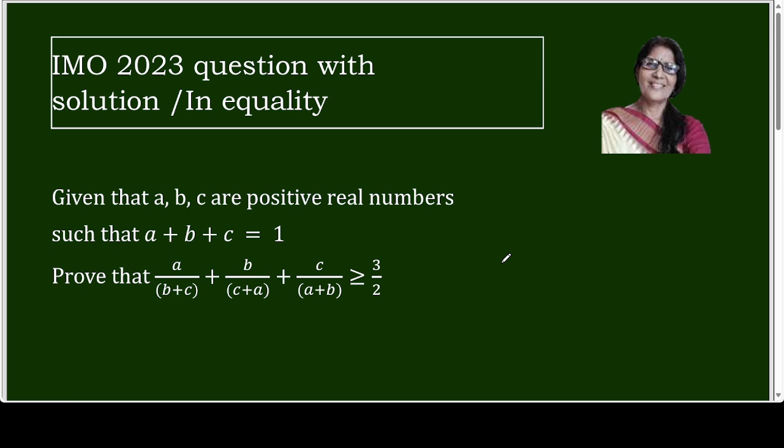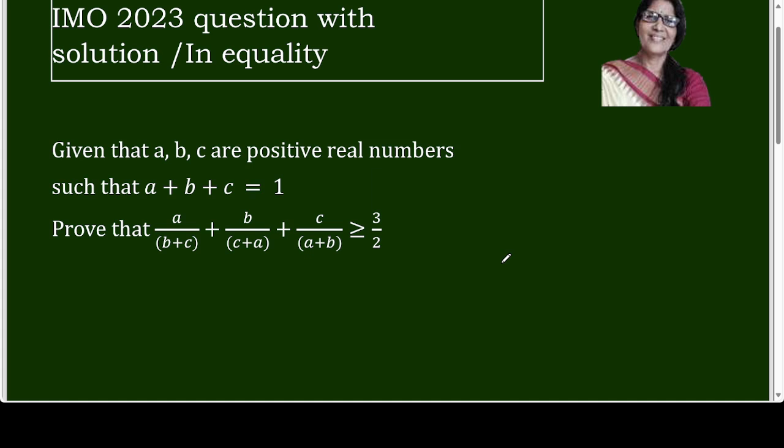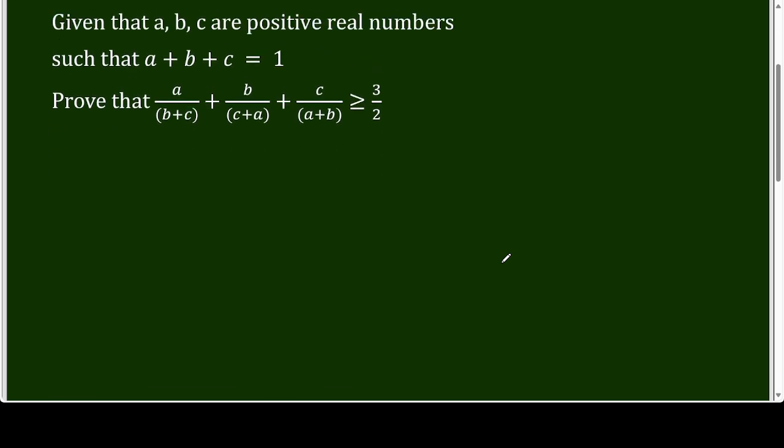Today I have taken an International Maths Olympiad question 2023 and it is based on algebra inequality. The question is: given a, b, c are positive real numbers such that a plus b plus c equals 1, prove that a over b plus c plus b over c plus a plus c over a plus b is greater than or equal to 3 by 2.